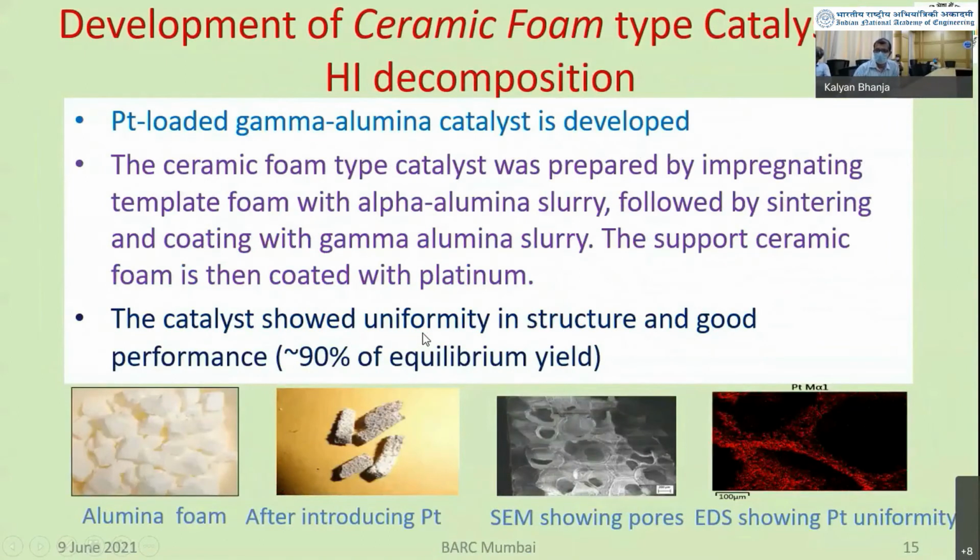Then coming to HI decomposition, this is a platinum loaded gamma alumina catalyst which has been developed. The process is somewhat similar to that of the earlier sulfuric acid catalyst. And the catalyst showed uniformity in structure, and the performance we got was 90% of the equilibrium yield. Equilibrium yield is 22%, so we got around 20%. So both catalysts have been developed within BRC only.